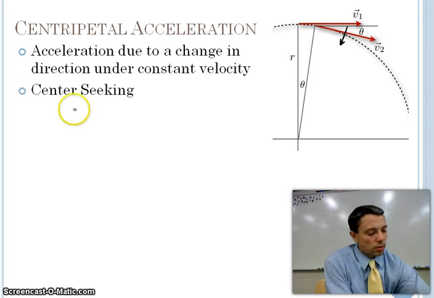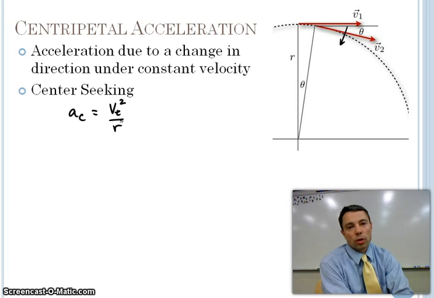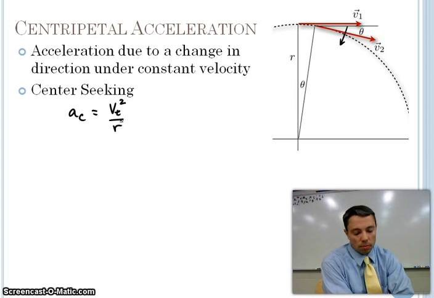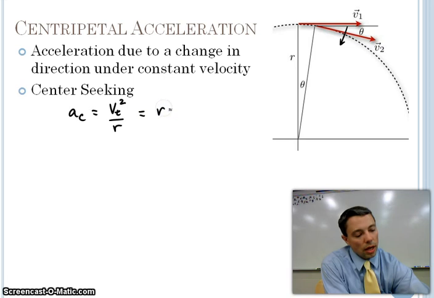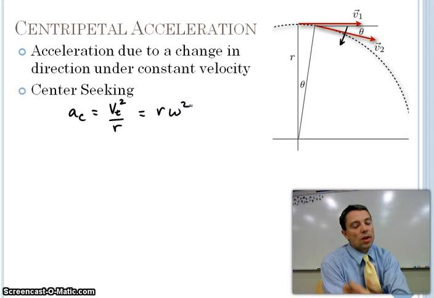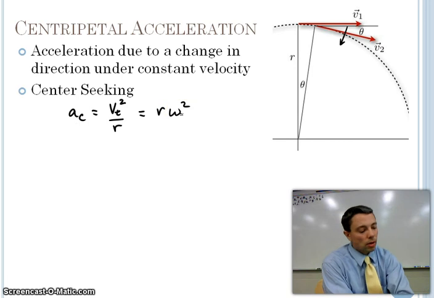Now, my centripetal acceleration, a_c, is equal to that tangential velocity squared divided by my r. So it gives me a relationship relative to that tangential velocity. I also have another one that's in relation to the angular velocity, so that's another way that I can find it. Centripetal acceleration is equal to radius times the angular velocity squared. Two different ways to look at finding centripetal acceleration.